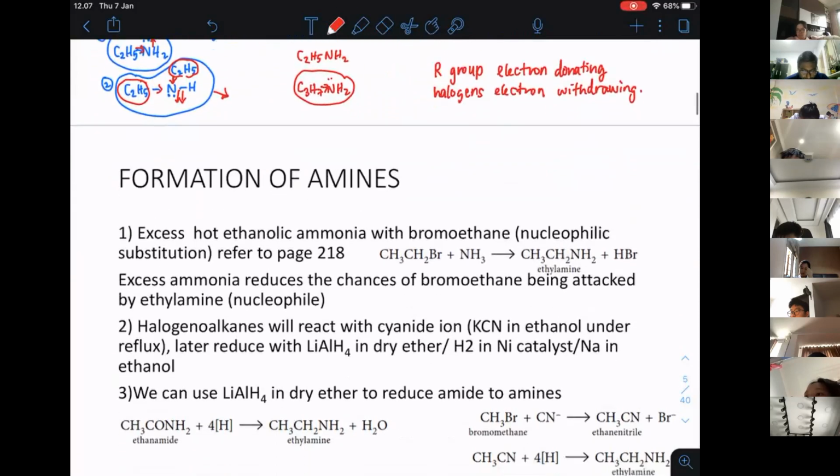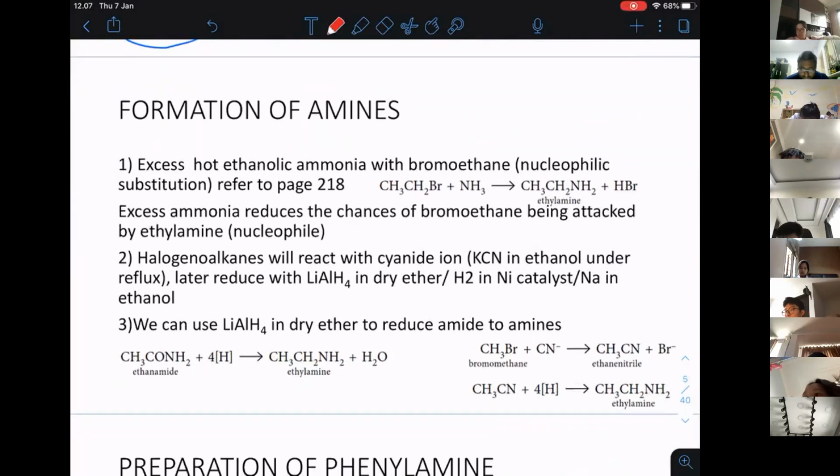Now let's move on. Since we have learned about amines, how do we get amine? How do we form amine? This one we have learned in the previous lessons, but now we are compiling them together, and we are going to add some equations as well. So this one is not something new.